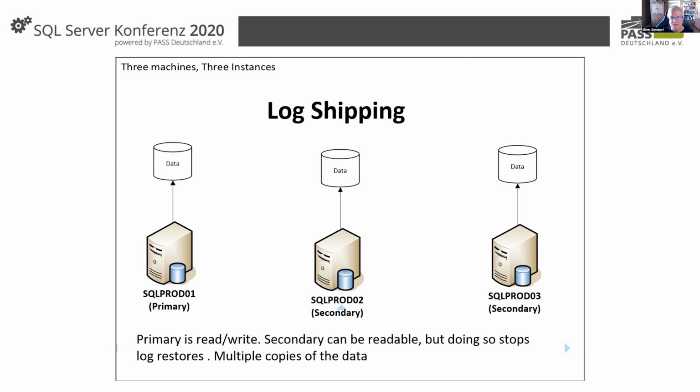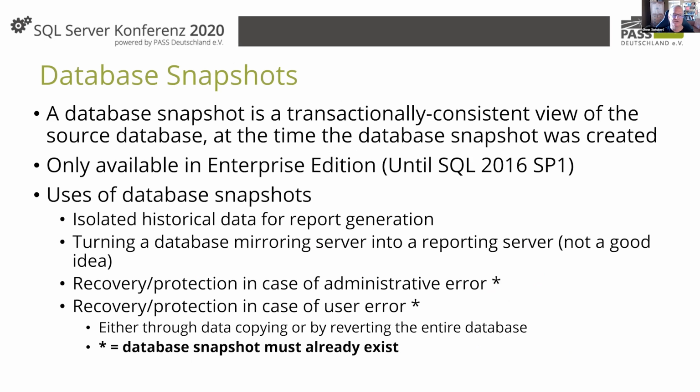So again, this is a better DR technology than it is for HA, but it's better than nothing for HA. If you just have a standalone server and you want to dip your toes into having some HA, log shipping is really easy to set up and play with. So database snapshots are another sort of HA technology.